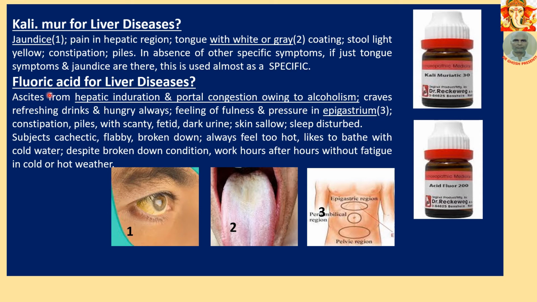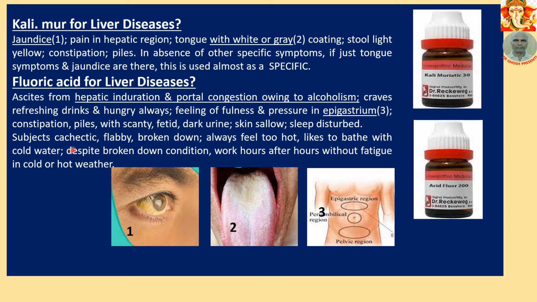Fluoric acid for liver diseases. Ascites from hepatic induration, portal congestion owing to alcoholism. When ascites comes, it means the liver has already been damaged a lot. Craves refreshing drinks, always hungry, feeling of fullness, pressure in the epigastrium region. This region is called the epigastrium. Constipation, piles with scanty fetid dark urine, sallow skin, disturbed sleep. These are the symptoms of fluoric acid.